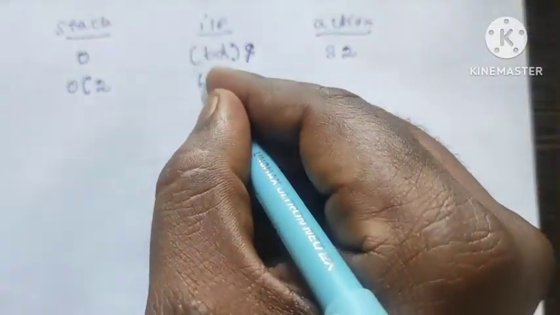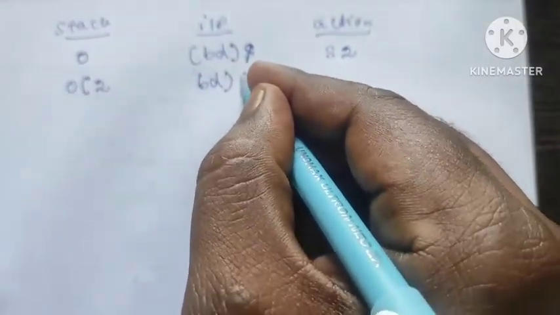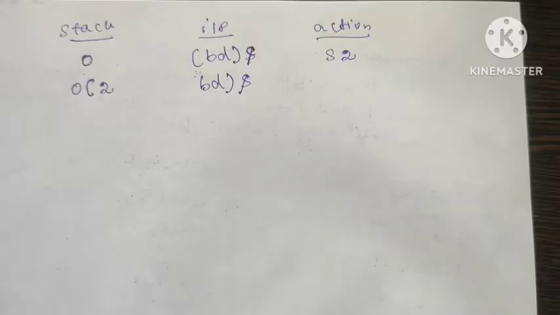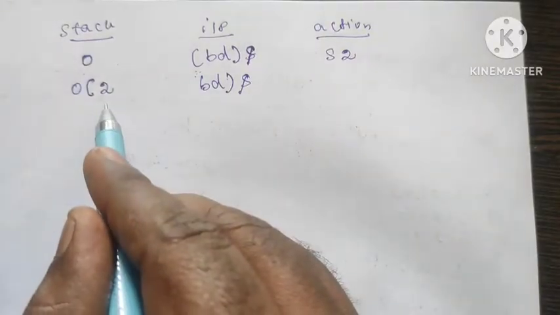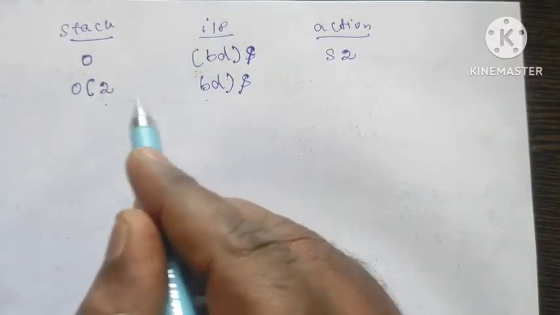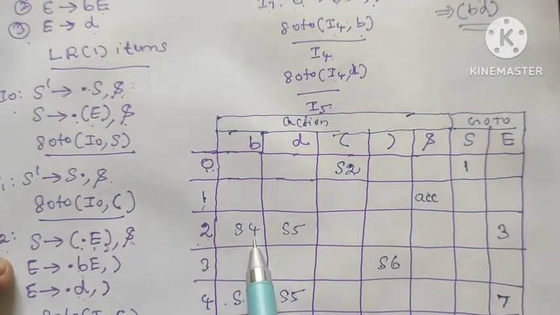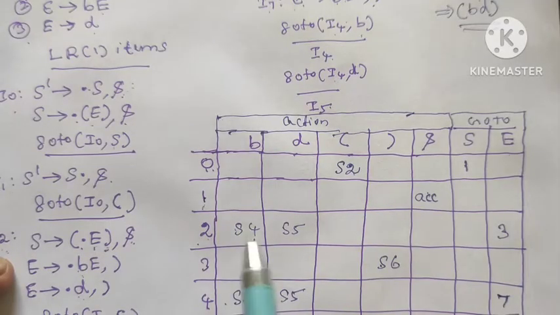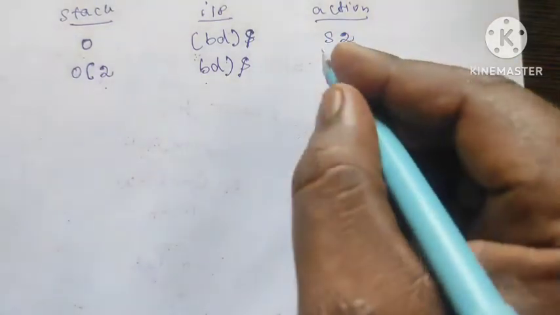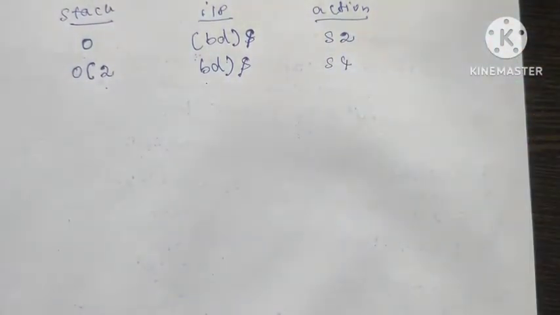So what is remaining? B and D, close brackets, dollar. Now see, in the left side you have 2, in the right side you have B. Now check with the parsing table. 2 and B actually generates me S4. So I write it as S4.